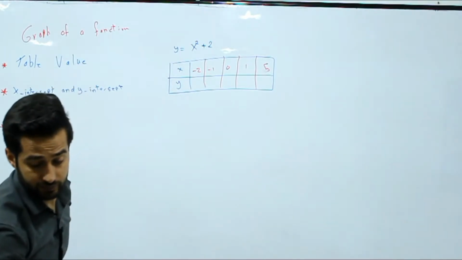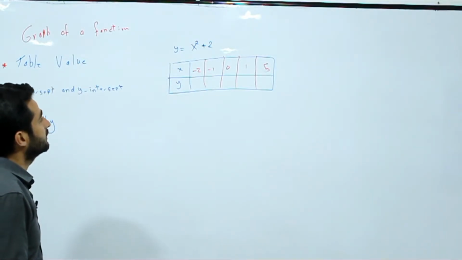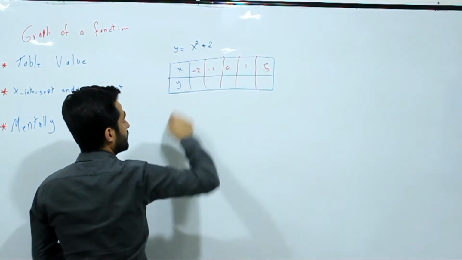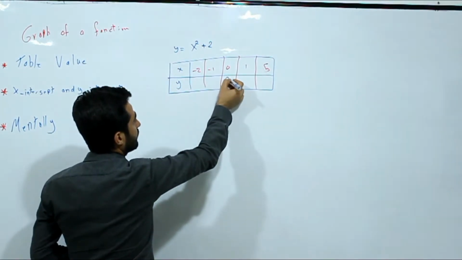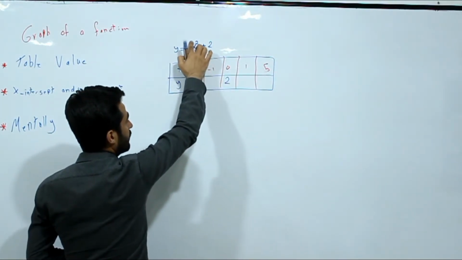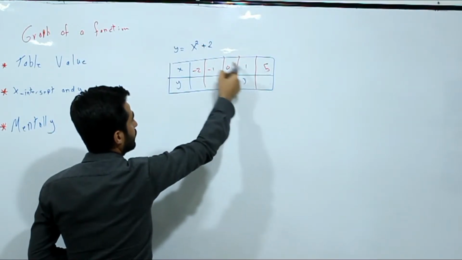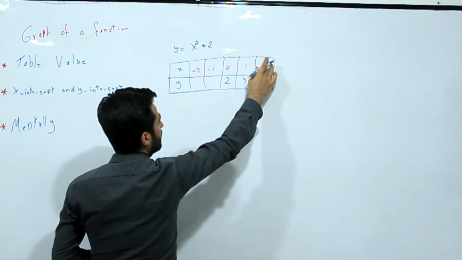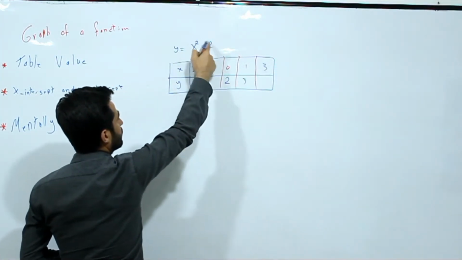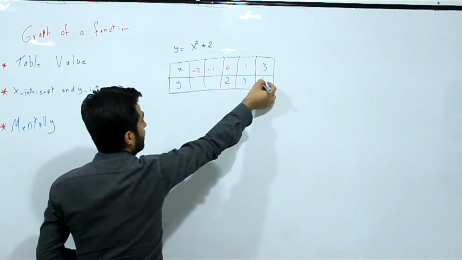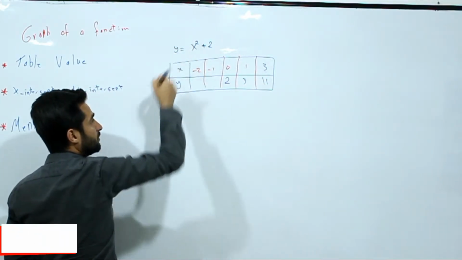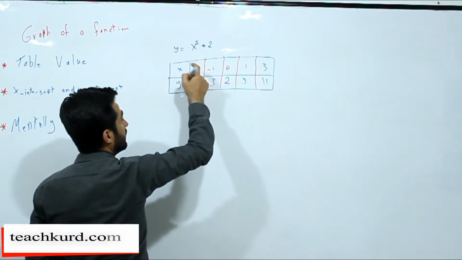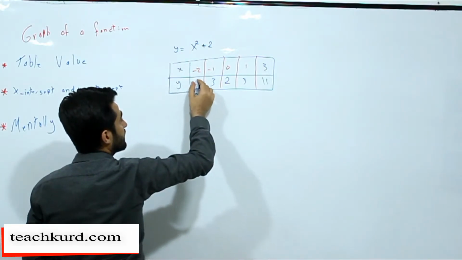And now let's input the numbers here. Put 0. 0 squared is 0 plus 2. It becomes 2. Put 1. 1 squared is 1 plus 2 is 3. Put 5, 5 squared is 25 plus 2 is 27. Or let's change this one to 3, it is better. 3 squared is 9 plus 2 is 11. And put minus 1 instead of x, minus 1 squared is 1 plus 2 will be 3. And put minus 2, it becomes 6.